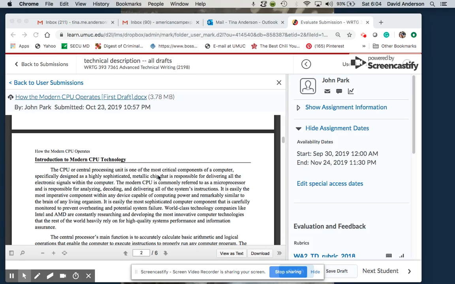Next statement. The metallic chip is responsible for delivering all electronic signals within a computer. The CPU is commonly referred to as a microprocessor, as its duty is to analyze, decode, and deliver all of the instructions for the operating system. The CPUs are highly sophisticated, and I can't remember the rest, but if you wanted to include that, I would just do 3 or 4 sentences.